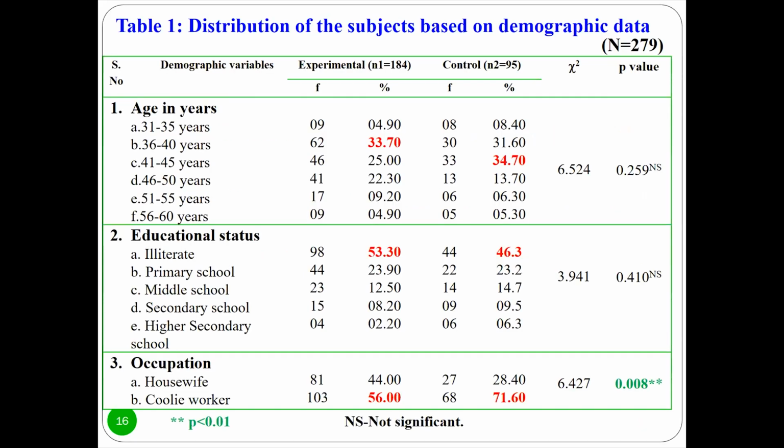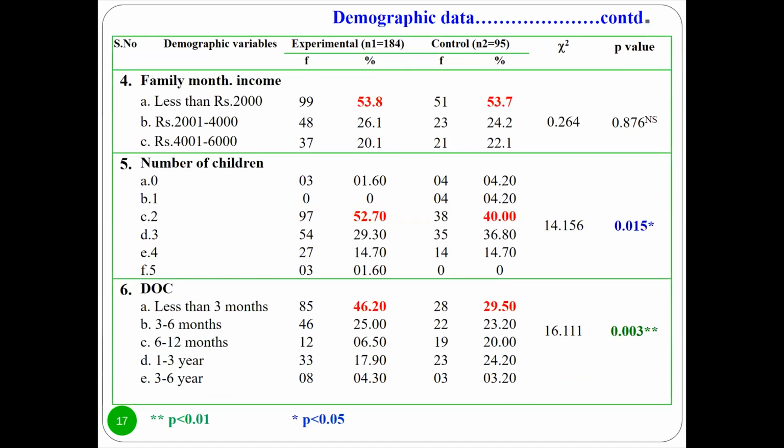Table 1 describes the distribution of subjects based on the demographic data. In the experimental group, the majority of women belonged to 36 to 40 years, whereas in the control group, the majority were in 41 to 45 years. Educational status in both groups, the majority of them were illiterate, and occupation wise, most of them were coolie workers. The family monthly income was less than 2,000. This study was done in the year 2015 to 16, so it is coded as less than 2,000, and the majority had that much income. The number of children, most of them had 2 children, and the duration of complaints was less than 3 months in both the groups.